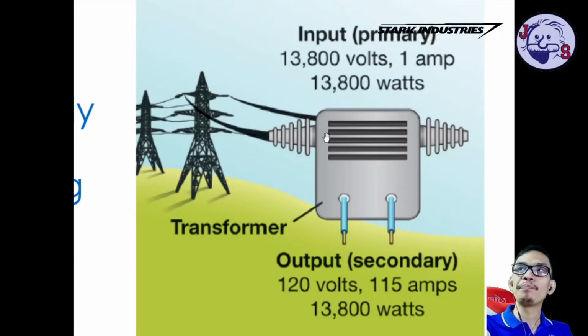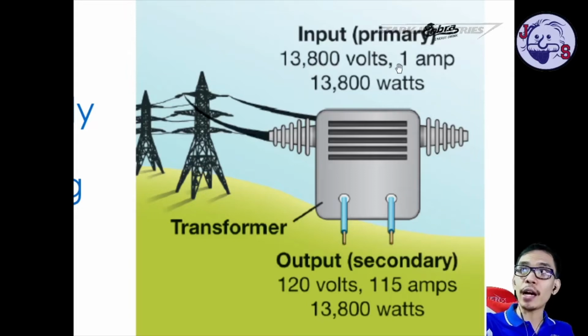In the input part of your transformer, the voltage is higher. By the way, this is the voltage, this is the current, and the one below is the power. Volts is the unit for voltage. Ampere, capital A, is the unit for current. Capital V is for voltage or volts, and capital W is for watts, the SI unit for power.